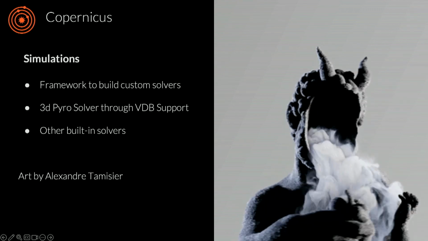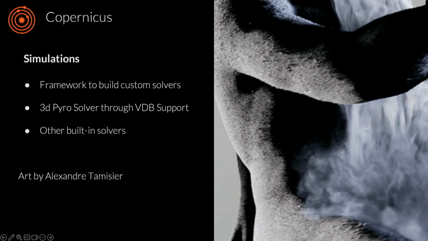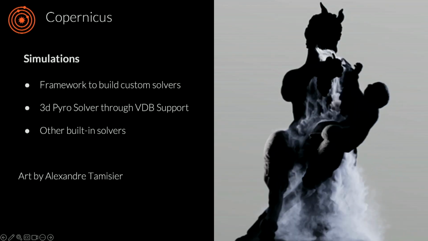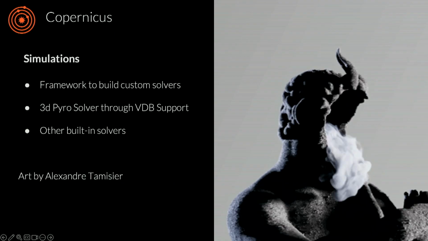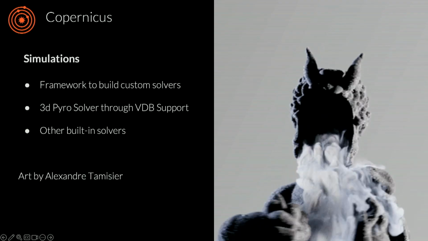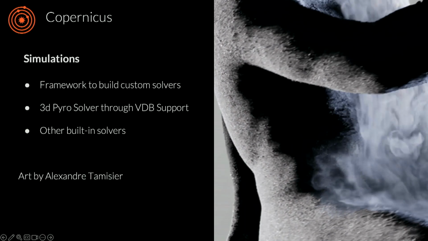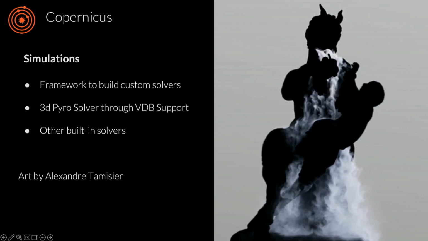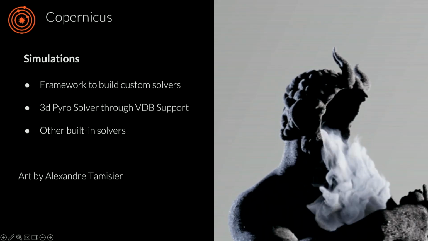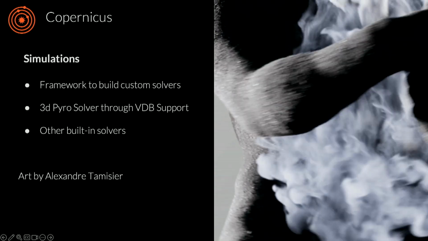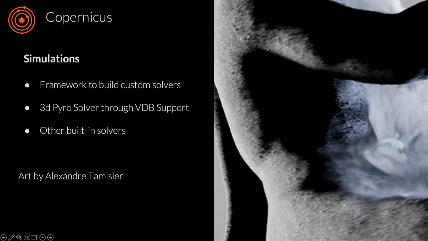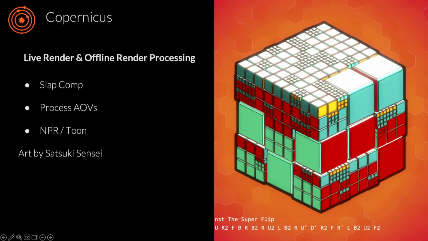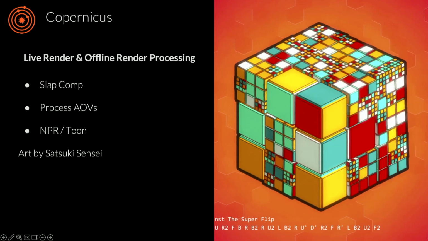Simulations: Copernicus makes it really easy to build your own solvers. It supports NanoVDBs, so this GIF you see here is of a 3D pyro simulation, a smoke simulation that runs on your GPU using NanoVDB, so it's all sparse, and it runs almost in real time, or pretty much in real time. But we also ship some other built-in solvers like Flow, which is a 2D fluid solver. And then we also have live render and offline render processing.